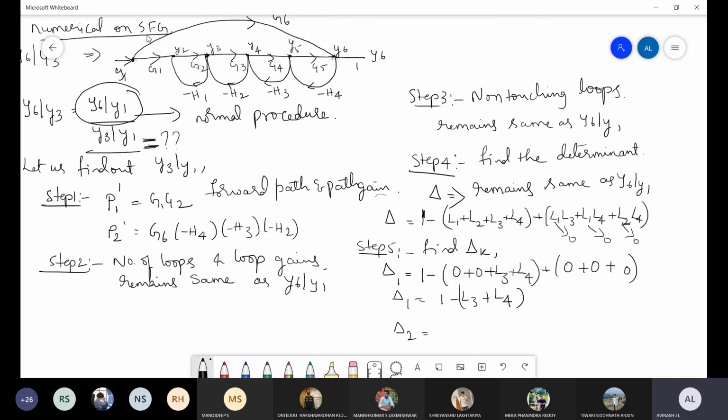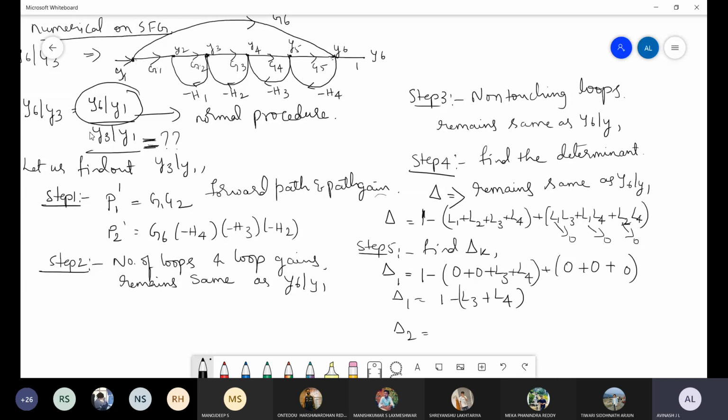The path itself is coming from G6. So G6 to Y6 it is coming, Y5 it is coming, Y4 is coming, and Y3 it is coming. For this Y3, Y4 and Y5, all loops are touching each other. So that is why here what exactly happens is delta 2 dash.